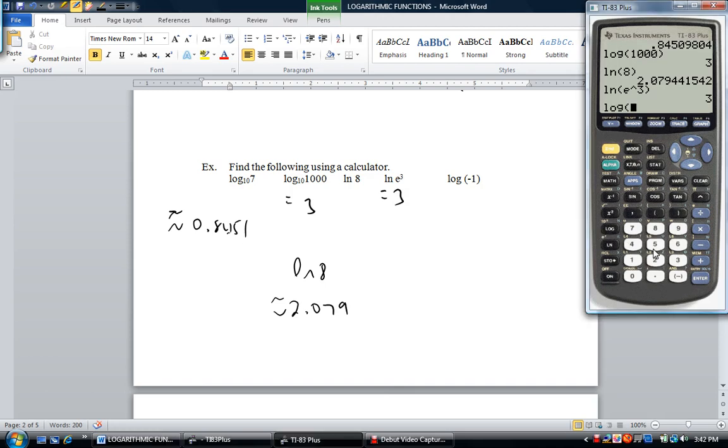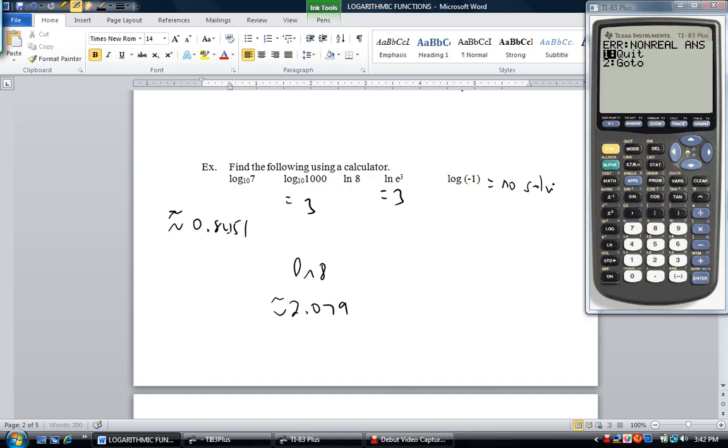Now it's the log of -1. Hopefully you were listening. You know that you can't do this. No solution, no answer, does not exist. No real answer solution, however you want to think about it, because it's outside the domain. Remember, any negative number you want to use, you're going to get the same answer. In fact, if I take the log of 0, I get an error message. Can't do it. It's outside the domain. Be careful with that.